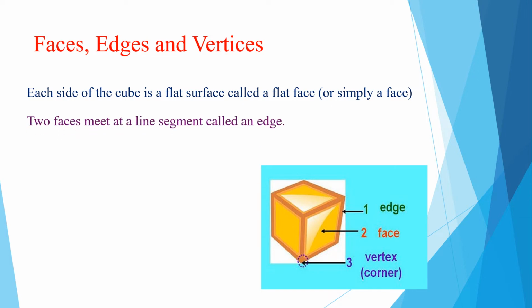And two faces meet at a line segment, and that line segment is called as edge. And three edges meet at a point called a vertex or a corner. So by this we understand that the flat surface of any 3D shape is called as a face. When two faces meet at a line segment, that line segment is called as edge, and where three edges meet, the meeting point is called as vertex or corner. I hope you all understood what are faces, edges and vertices of a 3D shape.